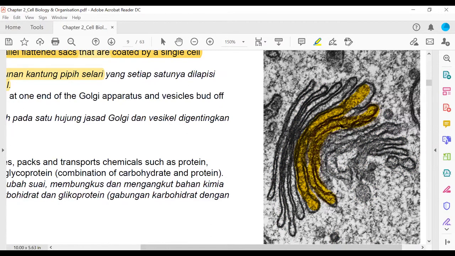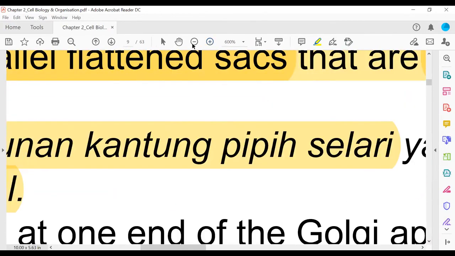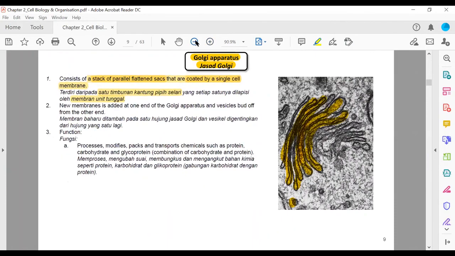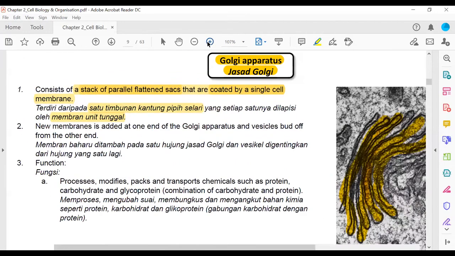Kalau kamu tengok betul-betul dua-dua ni nampak selari, parallel. So both of them are selari. So this one and this flattened sac is parallel. Dia selari. Itu maksudnya. Okay. Faham ah? Kecilkan. Alright, clear. Baik, next. So stack of parallel flattened sac. We saw the sac just now. Coated by a single cell membrane. Single cell membrane. Maknanya, okay, saya besarkan balik.